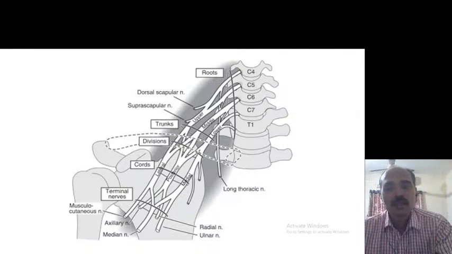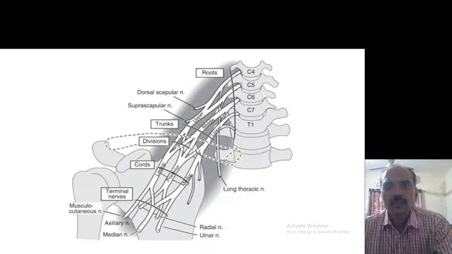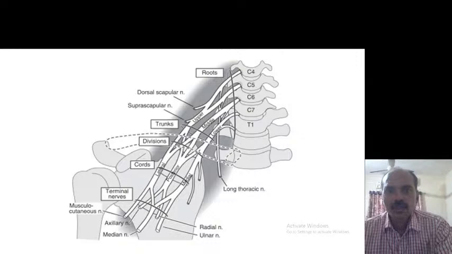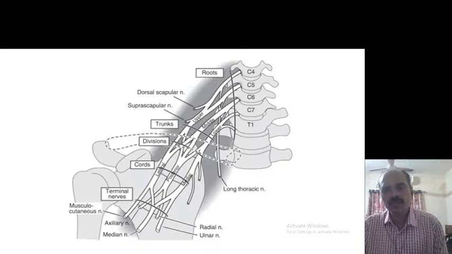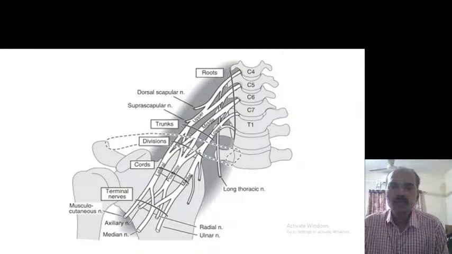The 5 deep muscles are supplied by the posterior interosseous nerve, but among the superficial muscles, brachioradialis, anconeus and extensor carpi radialis longus are supplied directly by the radial nerve. The rest of the 9 muscles are supplied by the posterior interosseous nerve.